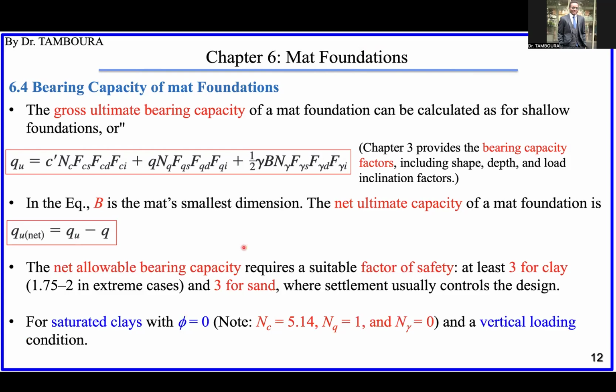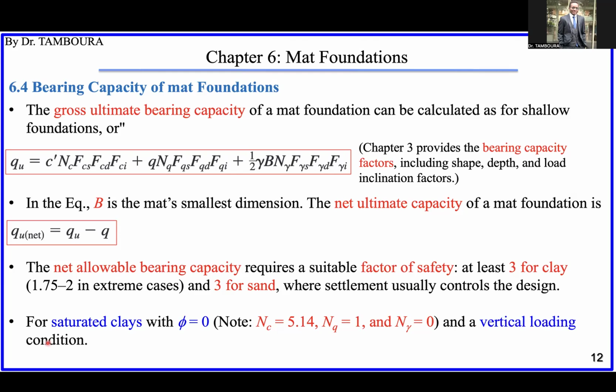Let's consider the case of saturated clay. If we talk about clay, please go back and see chapter number 3 again. The bearing capacity factor N_c, the contribution of cohesion, is 5.14, N_q is 1 and N_gamma is 0. That's for clay, which means phi is 0. There is no sand.